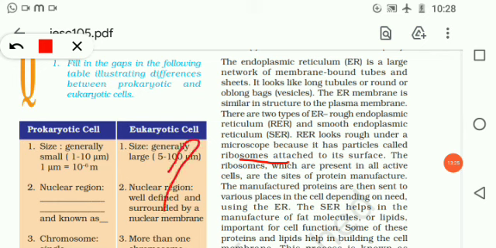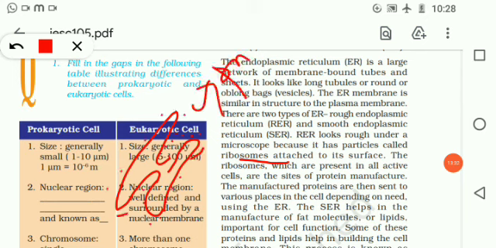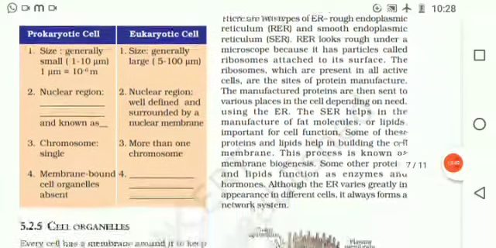So you have the endoplasmic reticulum. You have the ribosomes attached on the surface of the rough endoplasmic reticulum, where protein formation takes place. And the smooth endoplasmic reticulum helps in the manufacture of fat molecules or lipids, which is important for cell function.